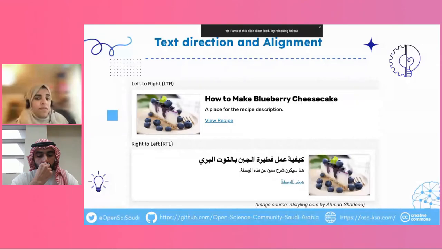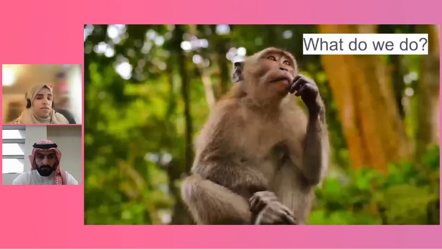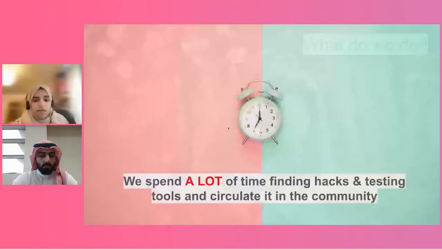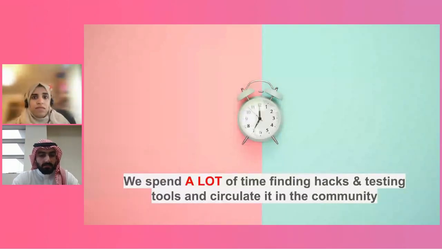And then here we think about what we can do now. This is the question that comes to our mind. So we spend a lot of time finding hacks and testing tools and circulating them in the community. And with Batool, we'll talk about our approach. She will talk with us about our approach.